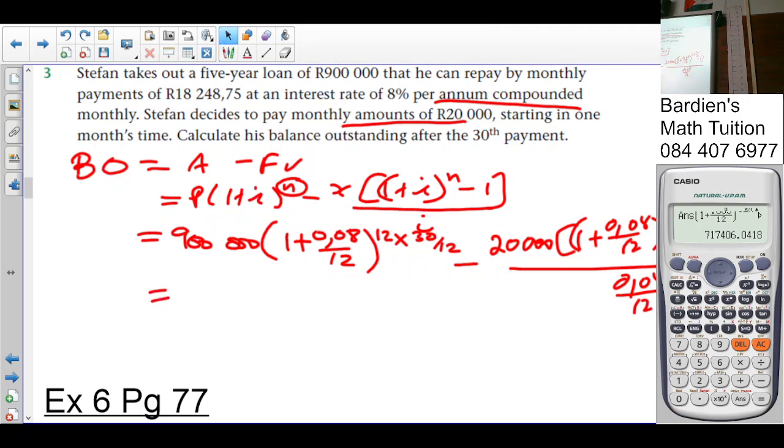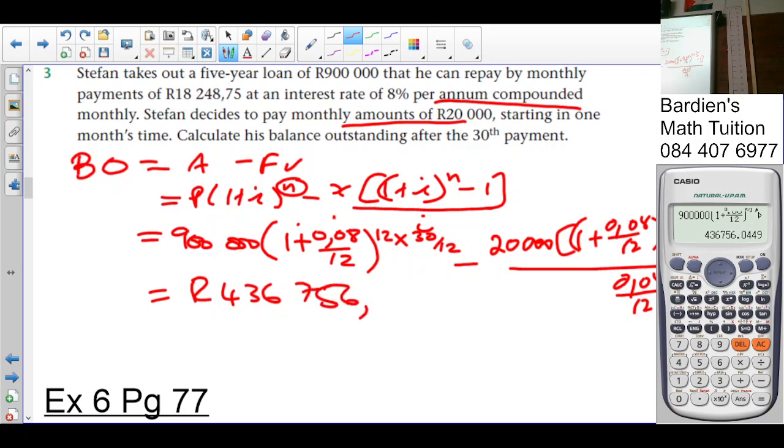Let's do the calculation and see. It's going to be 900,000 into 1 plus 0.08 over 12 to the exponent 12 times 30 over 12, which is 30, minus 20,000 into 1 plus 0.08 over 12 to the exponent 30 minus 1 over 0.08 over 12. 436,756 rand and 4 cents.